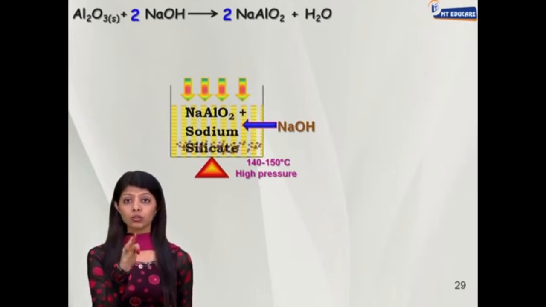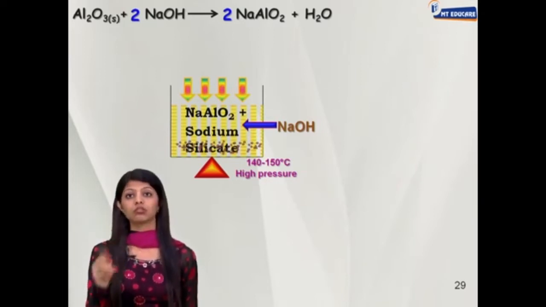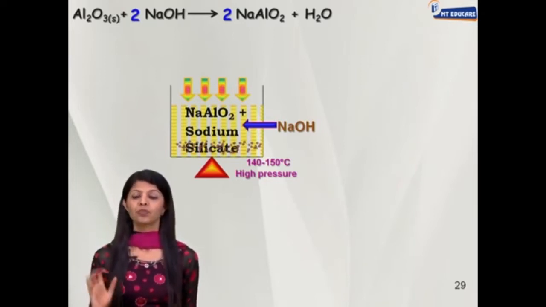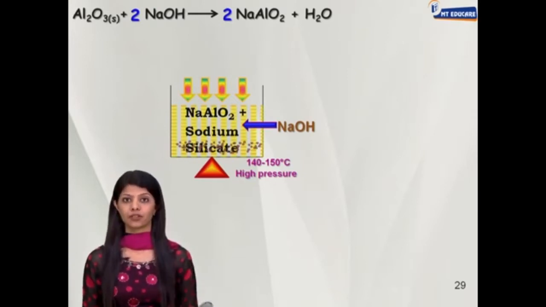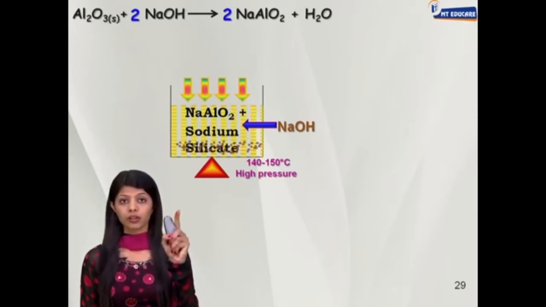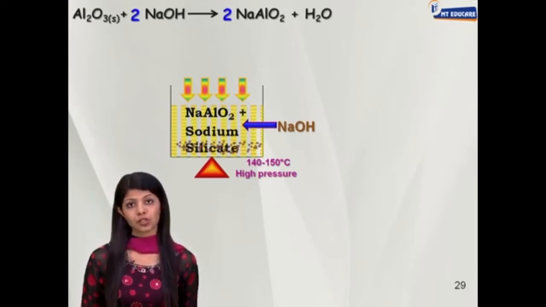Oxygen became 2 and 3 on the left side, students. Al2O3 has 3 oxygen, NaOH has 2 oxygen. So 3 plus 2 becomes 5. So 5 oxygen on the left side. On the right side, there are already 5 oxygen. 2 2s are 4 plus 1 in water. So 5 oxygen. Oxygen got balanced.